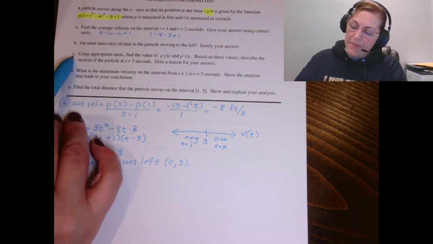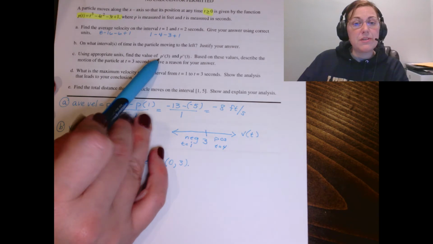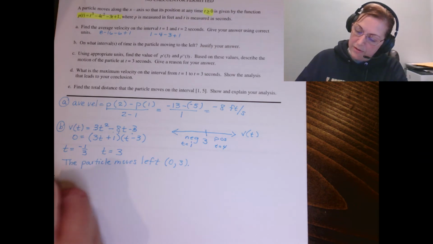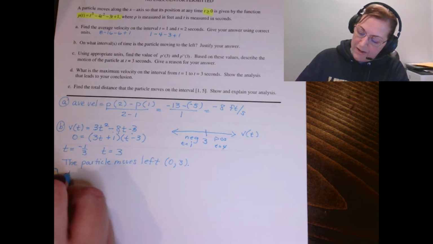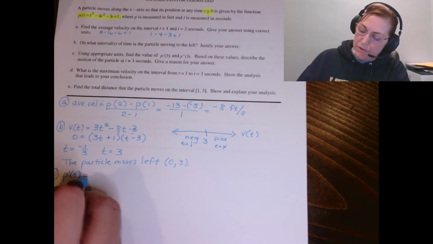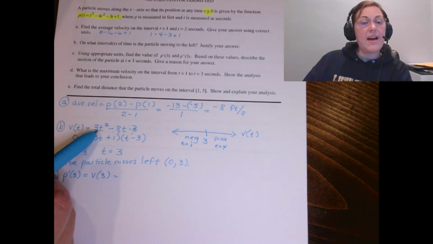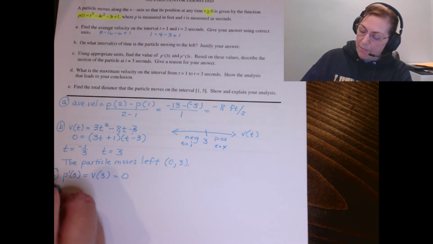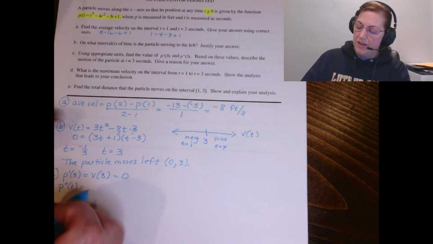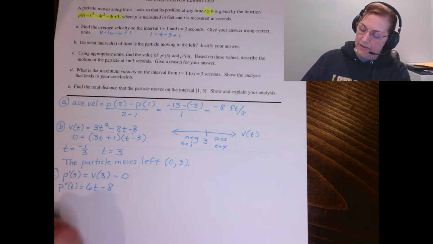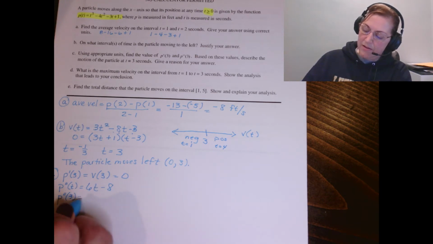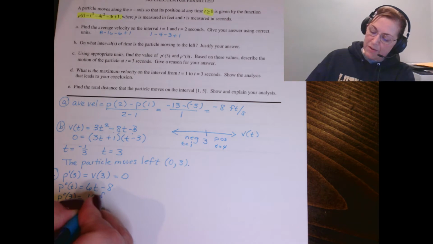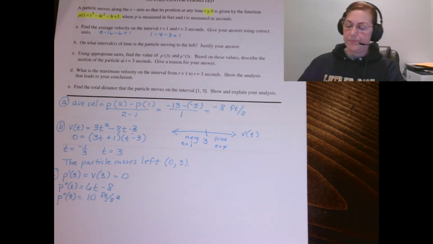Okay, let's look at C. Using appropriate units, find the values of P prime of 3 and P double prime of 3. Okay, so P prime of 3 is equal to the velocity at 3, and we found the velocity at 3 was 0. And then we'll do P double prime. So we'll need to find the equation. That's going to be 6t minus 8. And if we find that at 3, we'll have 18 minus 8, which is 10. So this is the acceleration, which is feet per second squared.